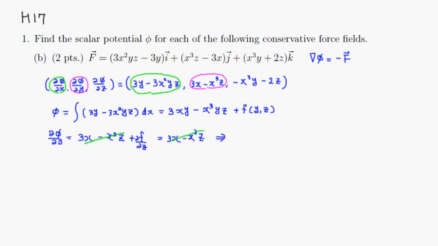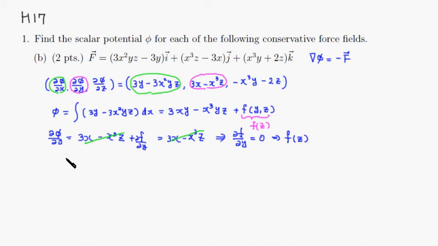So the partial of f with respect to y would be 0, which tells you that f is going to be simply a function of just z. So this turns out to be f of z. There's no y in it.